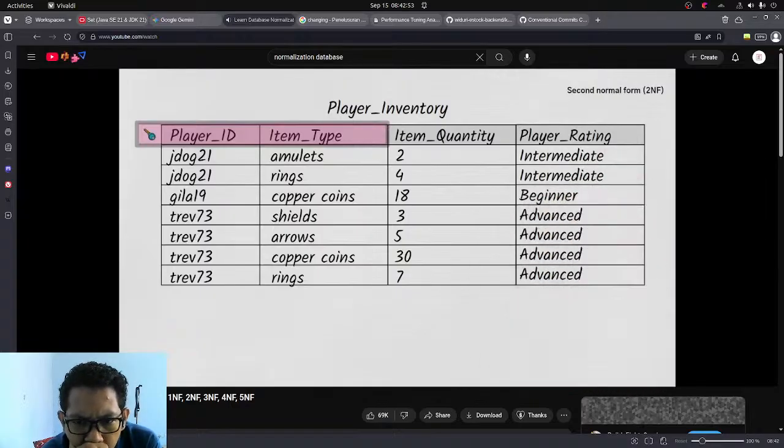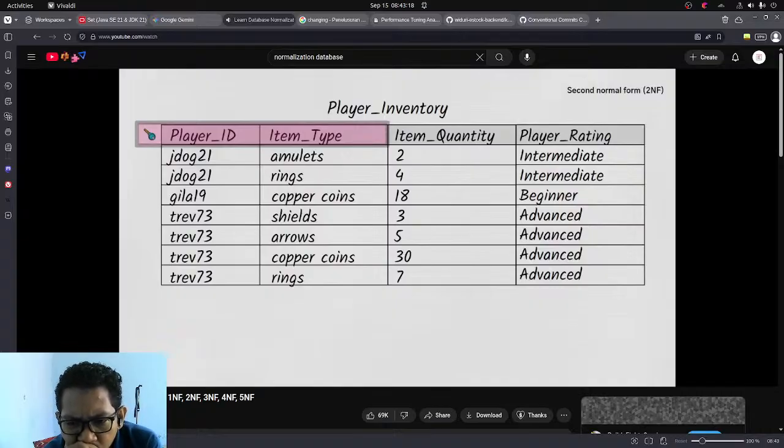Notice what's happening here. Player JDog21 has a player rating of intermediate, but because JDog21 has 2 rows in the table, both those rows have to be marked intermediate. Player Trev73 has a player rating of advanced, but because Trev73 has 4 rows in the table, all 4 of those rows have to be marked advanced. This is not a good design.